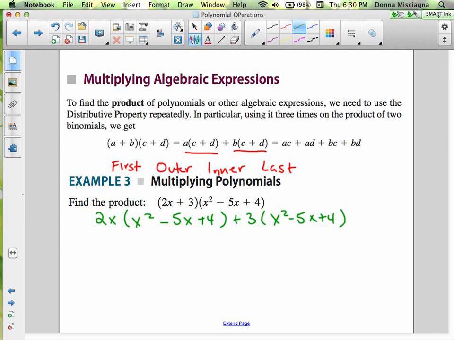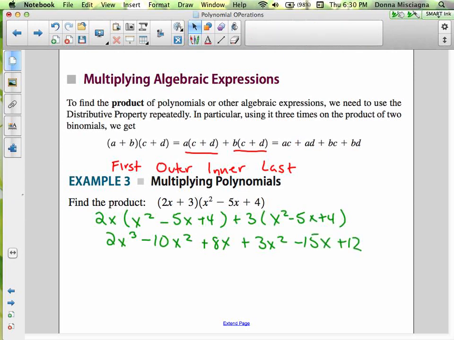All right, so we have 2x times x squared. That would be 2x cubed. Right? We add exponents when we multiply like bases raised to a power. 2x times negative 5x would be a negative 10x squared. And 2x times 4 would be 8x. Now let's do the same thing with the 3. 3 times x squared is 3x squared. 3 times negative 5x is negative 15x. And 3 times 4 is 12.